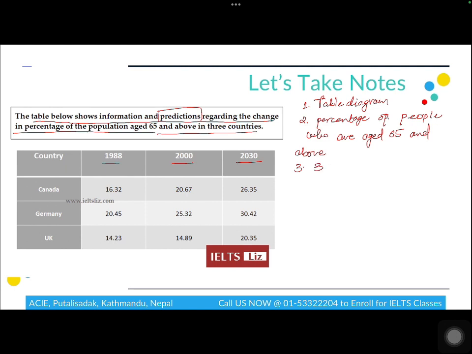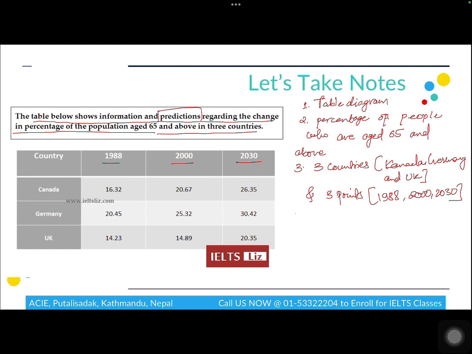So the key components are 3 countries, which are Canada, Germany, and UK. And 3 points of time, which are 1988, 2000, and 2030. So these are the key components for this question.